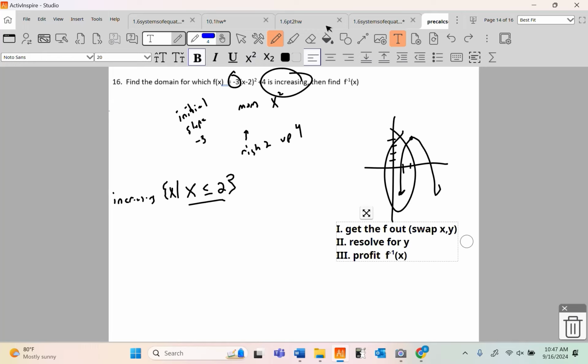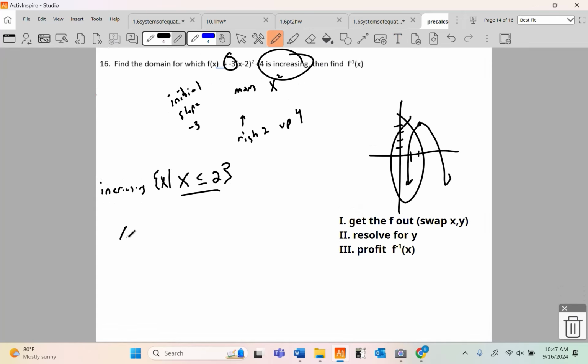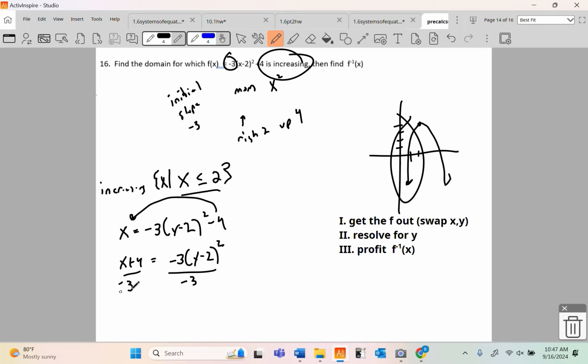All right, so if I get the f out, I'd have x equals negative 3, y minus 2, quantity squared, minus 4. Do all the easy stuff first, you know. Add 4. X plus 4 is negative 3 on y minus 2 quantity squared. Divide out that negative 3. And you can clean this up if you want. I really don't care. I'm just going to leave it as x plus 4 over negative 3. And that's y minus 2 quantity squared.